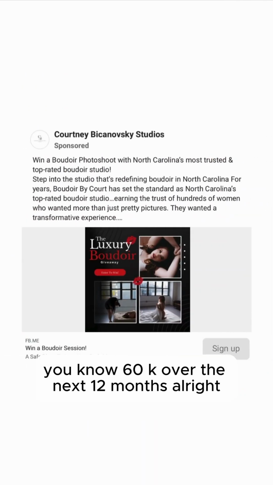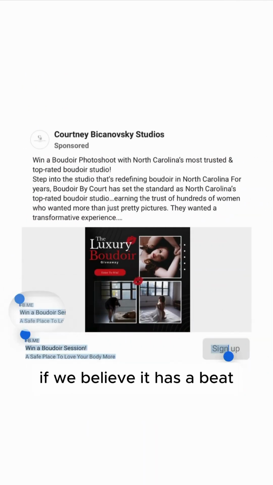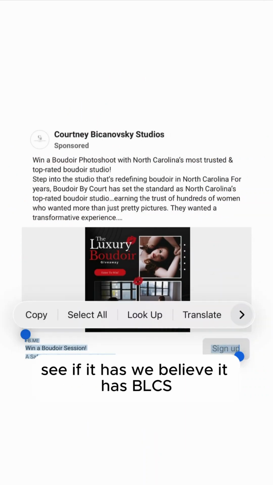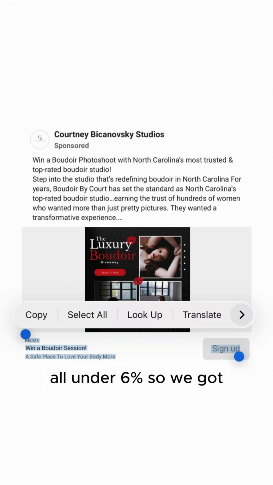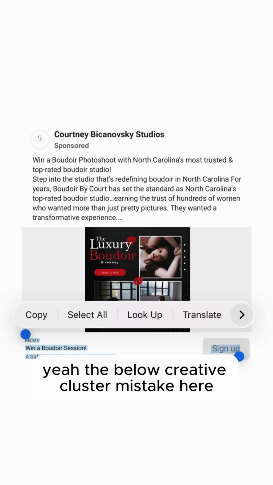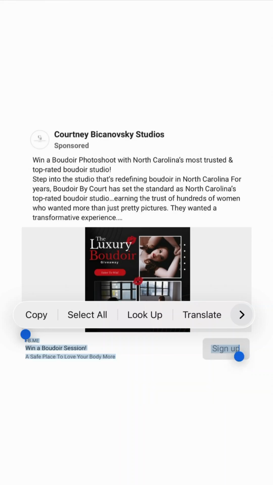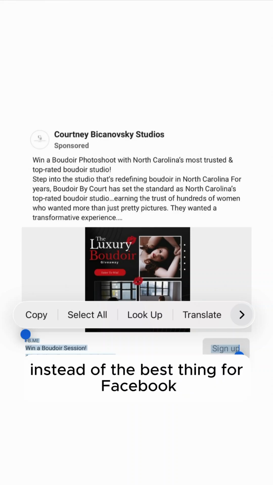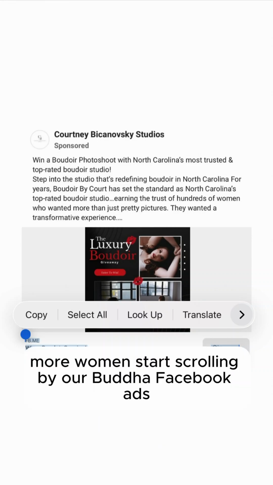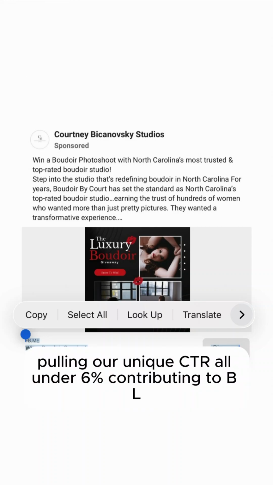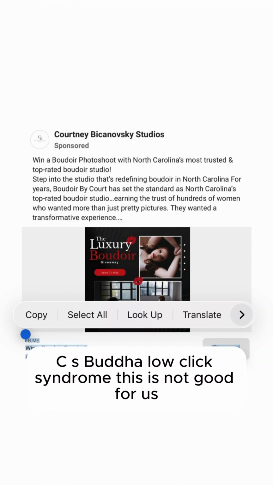All right, so we're going to diagnose this. We believe it has BLCS, Boudoir low click syndrome, with a unique CTR all under 6%. So we've got the below creative cluster mistake here. The false belief that caused us to make this mistake is we're trusting what Facebook says we should fill out for our ad is the best thing for us instead of the best thing for Facebook. So we do it. And the consequence is way more women start scrolling by our Boudoir Facebook ads, pulling our unique CTR under 6%, contributing to BLCS, Boudoir low click syndrome.